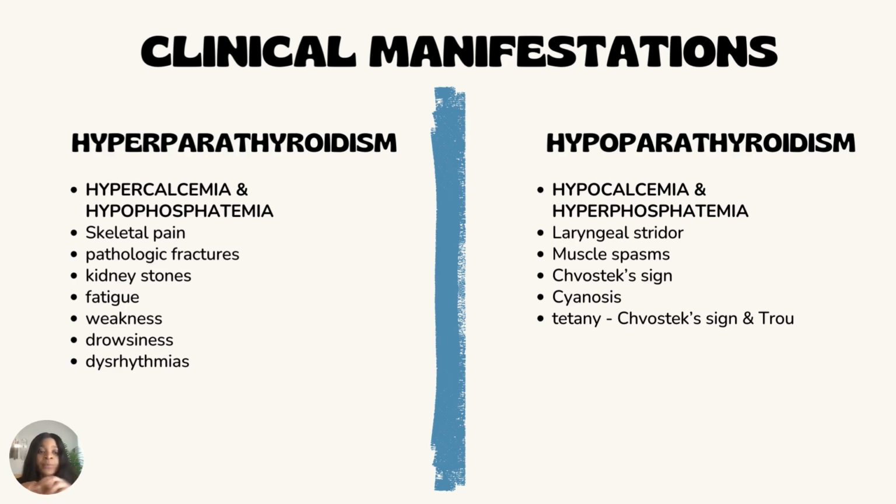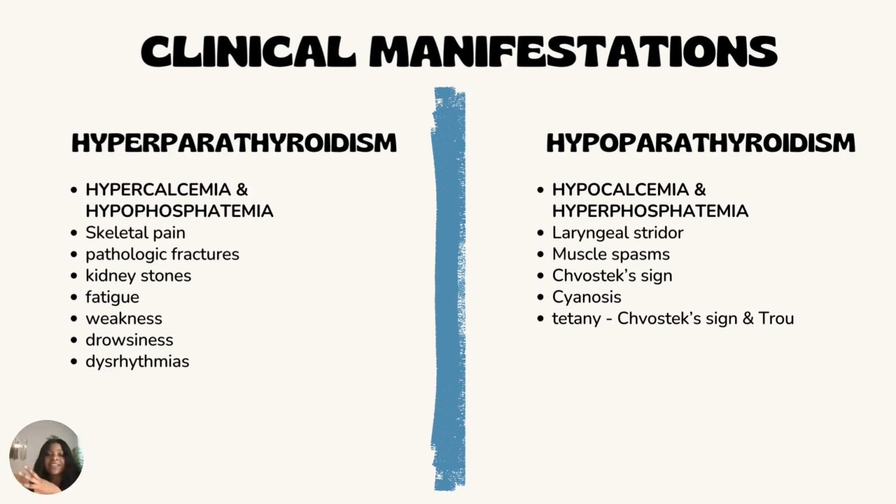So in this case, whereby we have a high calcium level, that means we're definitely going to have a low phosphorus level. We also have skeletal pain, pathological fractures, and kidney stones. When you have too much calcium like that, it can start to crystallize and come together and cause stones in the kidney. It can also cause fatigue, weakness, drowsiness, and dysrhythmias, which are abnormal rhythms of the heart.